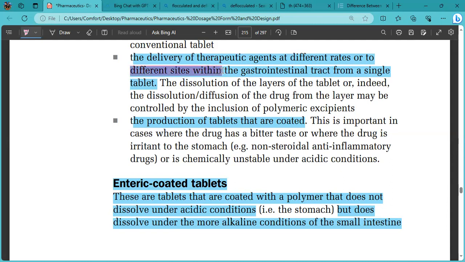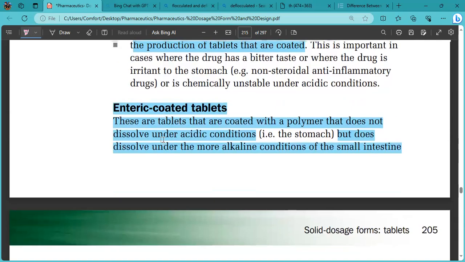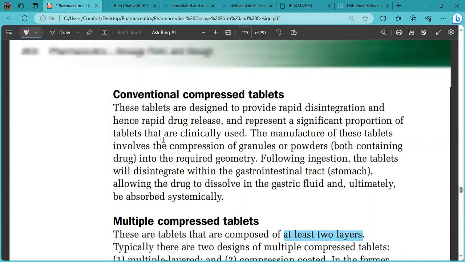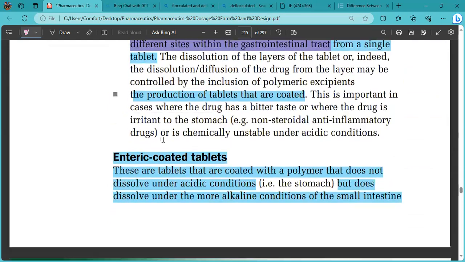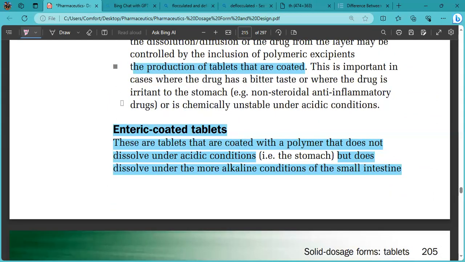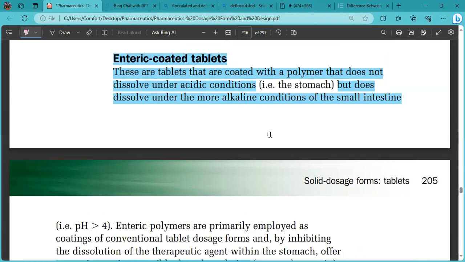And then this one, which is really common, is delivery to different sites within the GIT from a single tablet. So these are mostly seen in enteric coated tablets. Then another type of multiple compressed tablet is coating. It can also be classified within these multiple layered tablets. So we're going to start, as a subcategory, with the enteric coated ones.